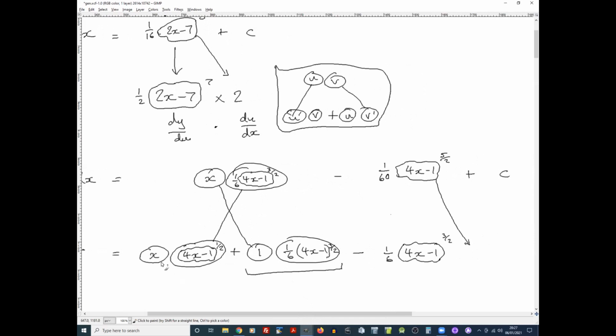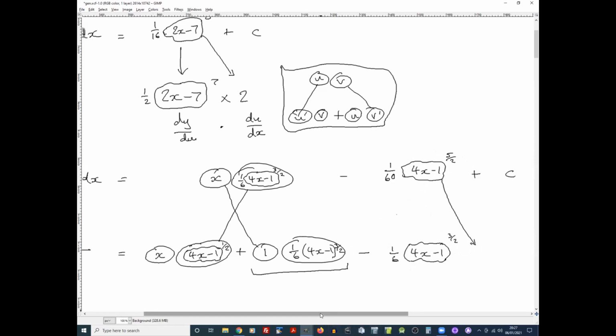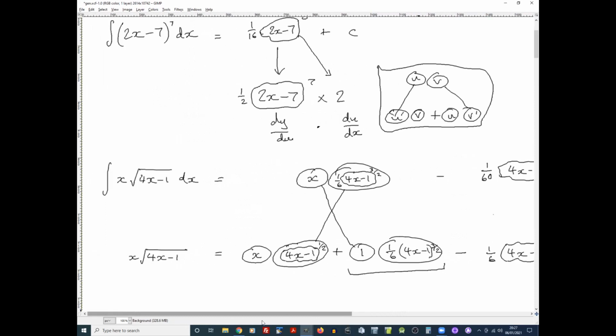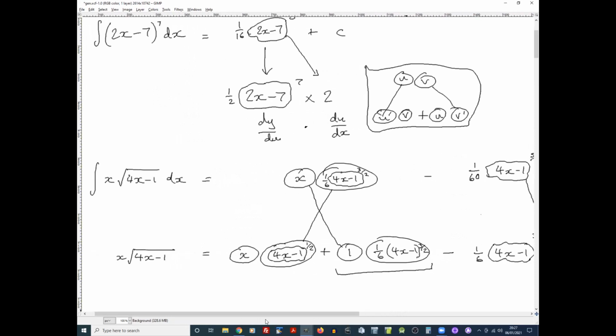We'll differentiate that, and we'll have to apply the product rule. We'll get all that. And then we'll differentiate that as we've been doing, just in order to be sure of the integration. I mean, we'd eventually get there. Okay.